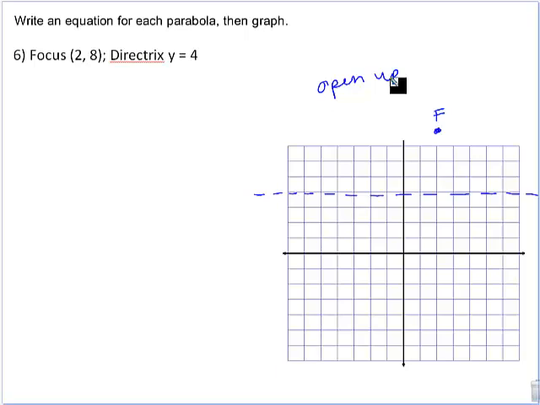So if it opens up, which standard form are we going to use? y equals a times (x minus h) squared plus k. So to write the equation, we need two things. We need the vertex, and then we need to know what a is. How can we find the vertex?